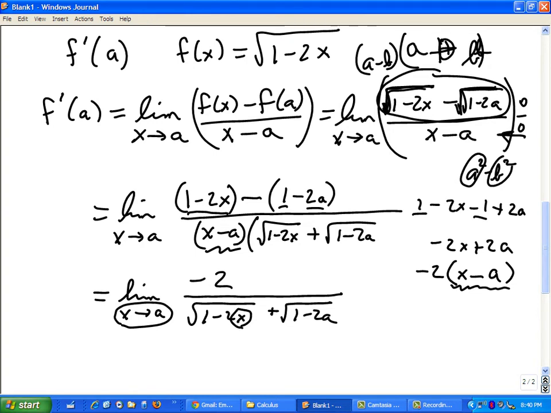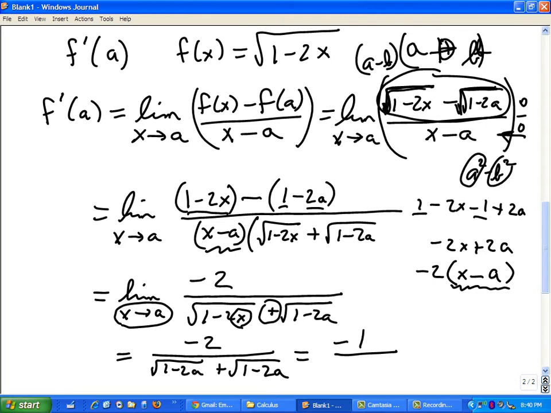And that's very good news, because now that's going to give you minus 2 over radical 1 minus 2a plus radical 1 minus 2a as x approaches a, which gives you 2 of those guys, canceling the 2, leaving you with minus 1 over radical 1 minus 2a. And that, folks, is the derivative. Nasty problem, but it's worth doing from time to time.